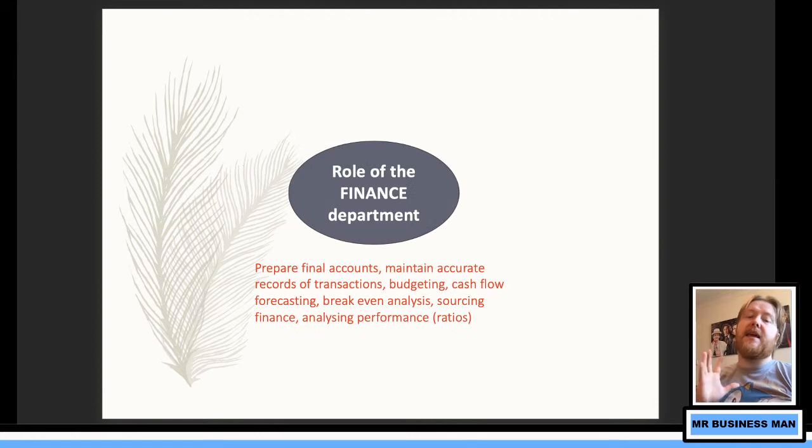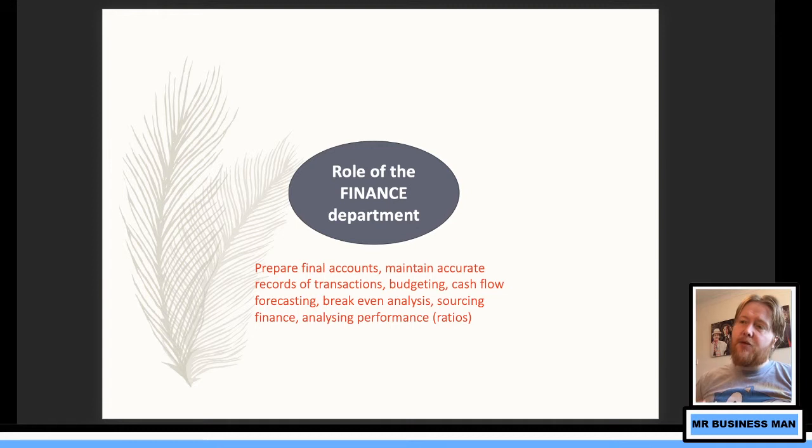So what is the finance department for? Well, you've got a couple of things here. First of all, prepare final accounts. What does that mean? That means your end of year accounts. It's what our stakeholders are interested in. It's what we're going to be judging our dividends off, and what we're going to be judging our success at, really, whether we've achieved those aims and objectives we were trying to do.